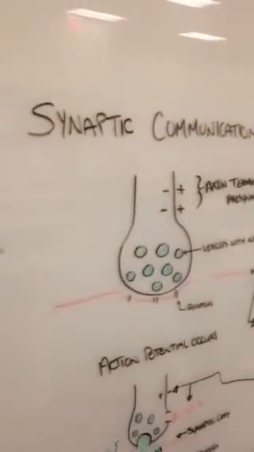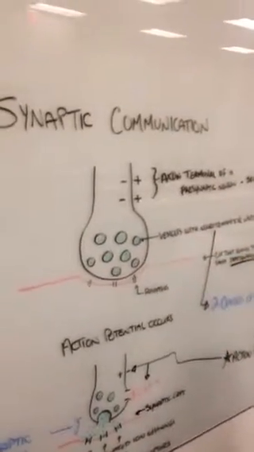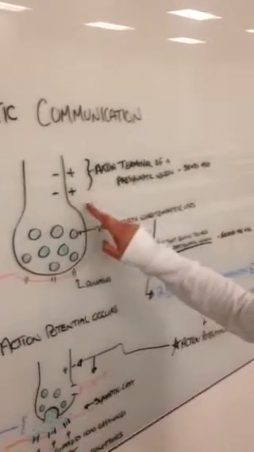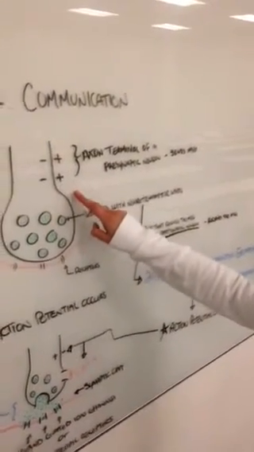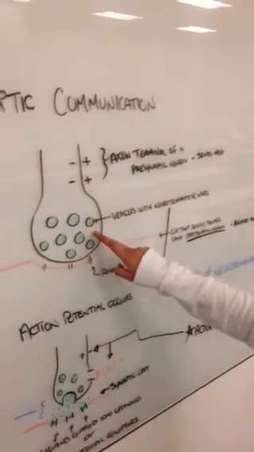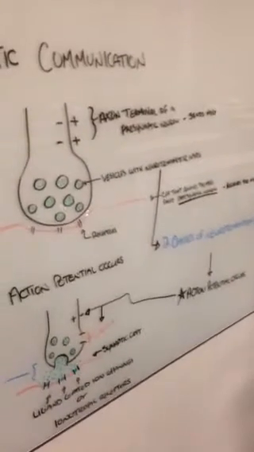With that being said, synaptic communication will commence. Right here we have the axon terminal of a presynaptic neuron, which sends the messages, and you have your negative charge on the inside and your positive on the outside. Inside the terminal you will find vesicles. Inside the vesicles there are neurotransmitters, of which there are two classes.